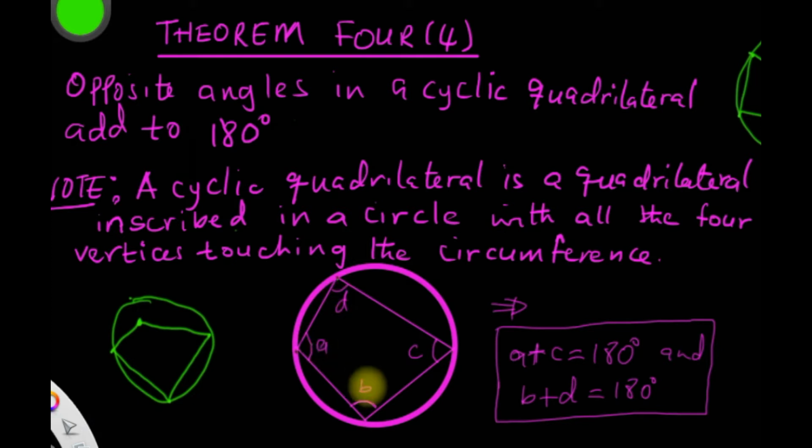So what this theorem is saying is that if we add these two opposite angles, we get 180 degrees. And if we add these two opposite angles, we get 180 degrees. What does it imply? It implies that A plus B will give us 180, that's why we have written that A plus B is equal to 180 degrees. And B plus D, which are opposite, also give us 180 degrees. So this is what this theorem is. It's very simple, not difficult at all.